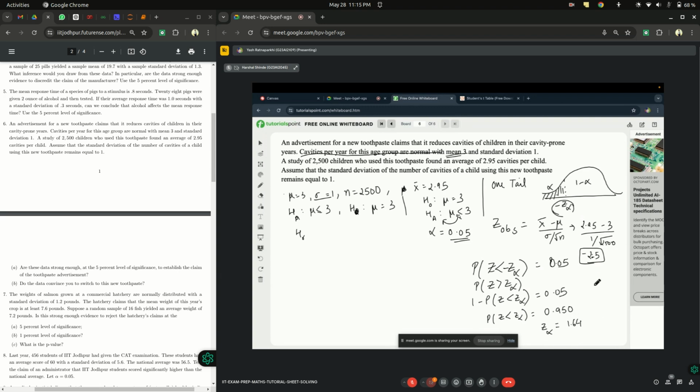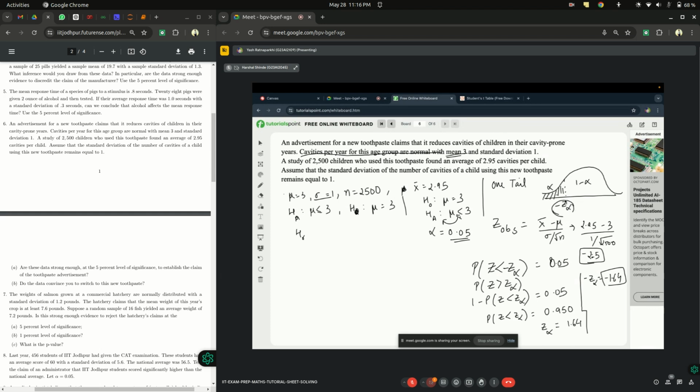It should be 1.64. I'll wait for 30 more seconds. Yes, 1.64. Naresh sir, did you get 1.64? I am sure that it is 1.64. So my minus Z alpha will be minus 1.64, and this point minus 1.64 will be here. Got it?